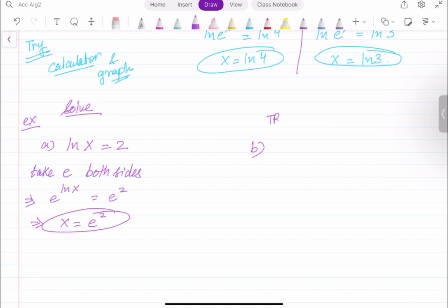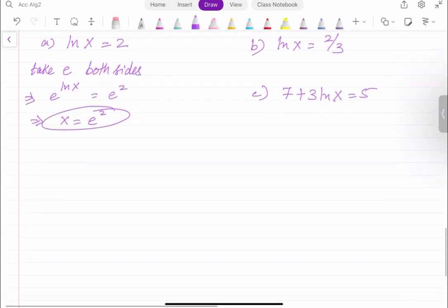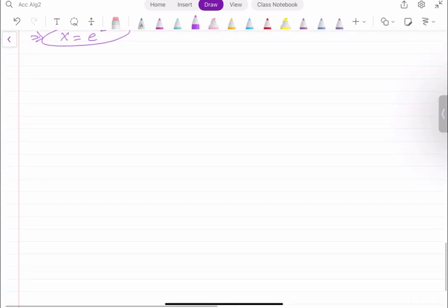Let's have one more problem. And you can try. You can pause the video, try it on your own. The another problem that I really want you to try is 7 plus 3 ln x plus 5. So use any technique that you think would be easier to solve these two and give it a try. Let's try one more example.